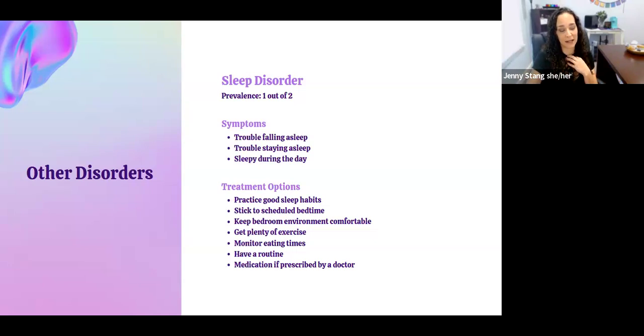Stick to a scheduled bedtime and be mindful. How much sleep does your kiddo need? Our teenagers especially, they need 10 to 12 hours of sleep, but they don't often get that, right? So we just want to make sure that we're using good habits. We've got a good bedtime that makes sense for our schedule, but also makes sense for our biology. Keeping a bedroom environment comfortable.